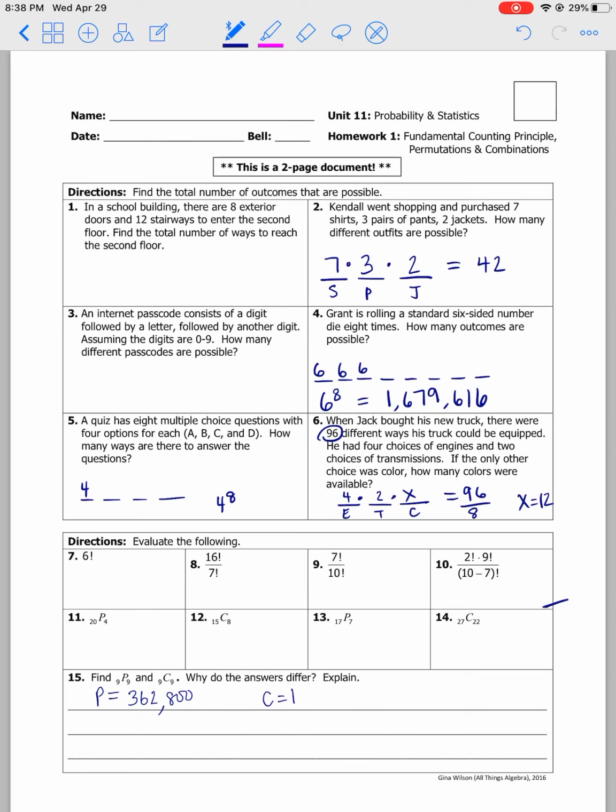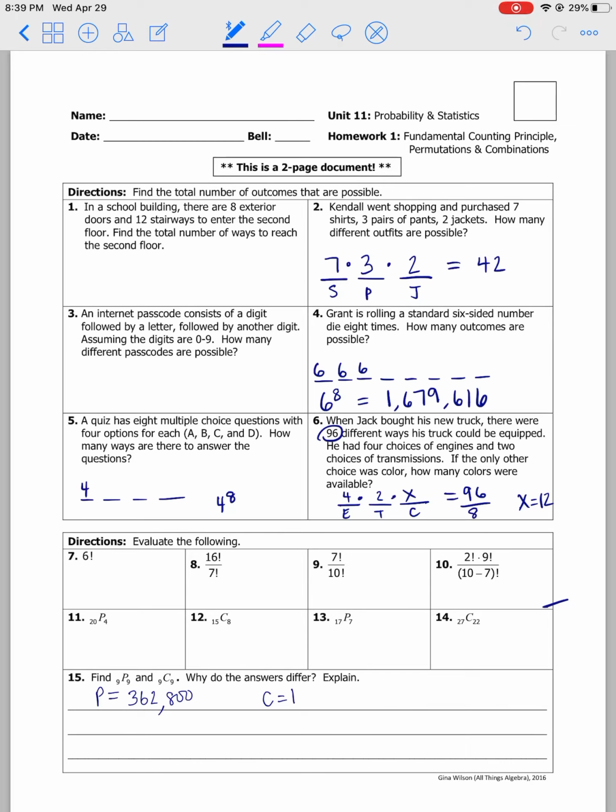So an example of 9p9 would be there are 9 players on a baseball team and the coach is trying to make a batting lineup. So all of the 9 players are going to bat. We just don't know what order they're going to bat in yet. So that would be 362,800 different options that the coach could make for that lineup.